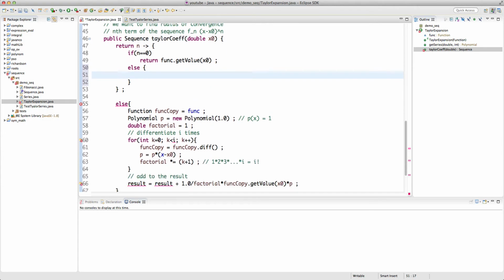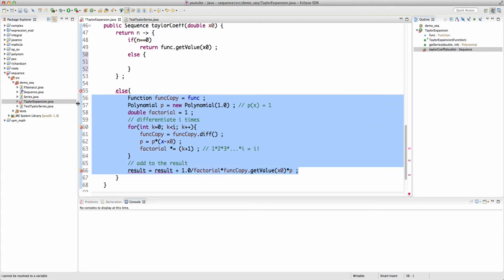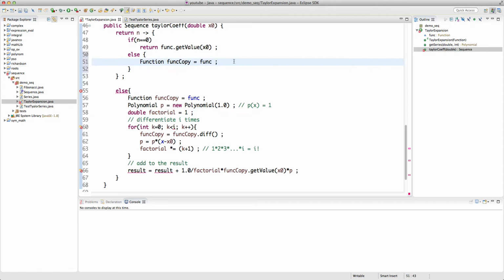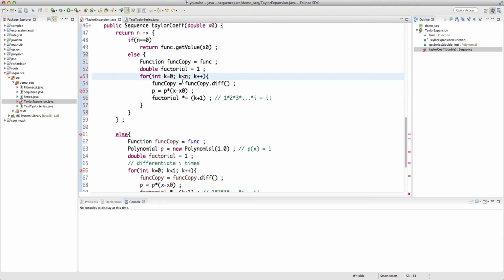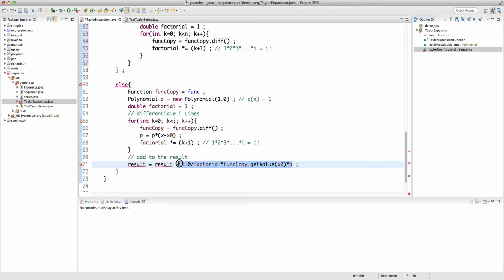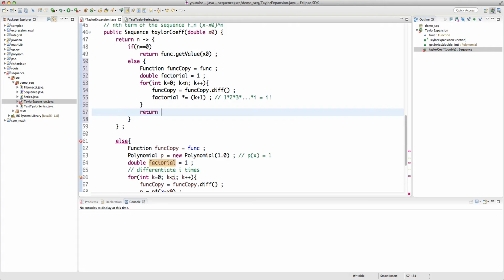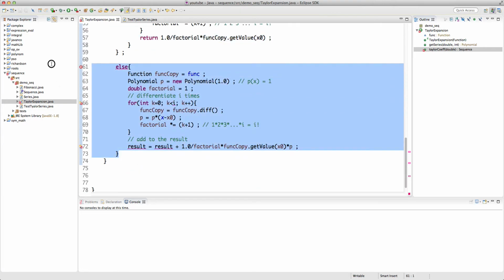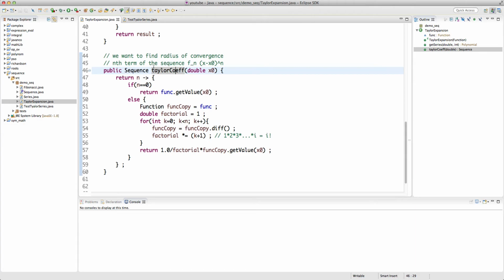We're going to create a copy of the function, and then basically we're going to eventually return something like this. So we're going to create a copy of the function, and we're going to calculate the factorial, and then for k from 0, k less than n, k plus plus, we're going to take the derivative, calculate the factorial, and then we're going to return 1 over n factorial times the nth derivative. Okay, this is how we create the sequence that represents the Taylor series, the Taylor coefficients.